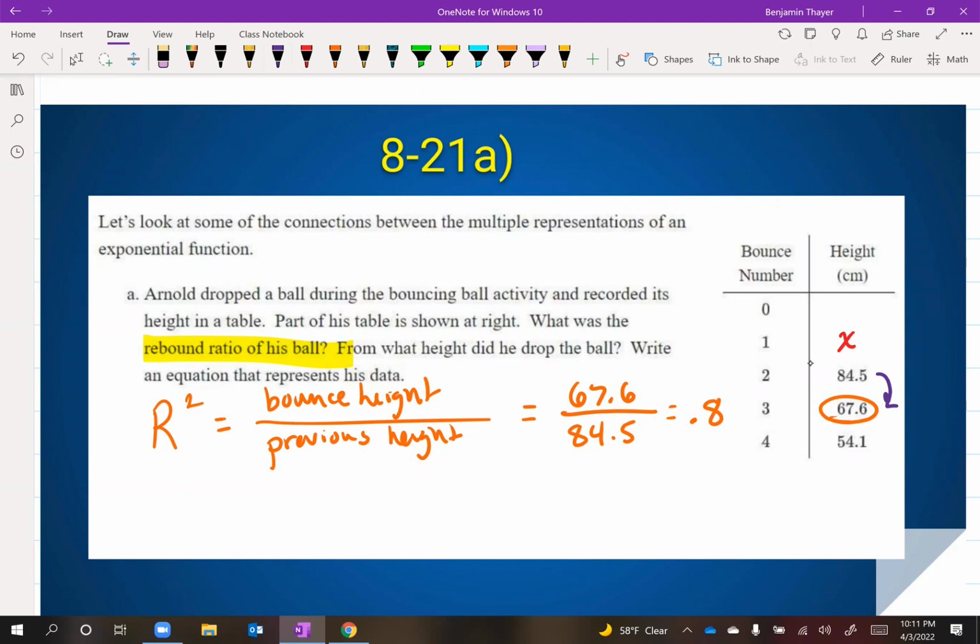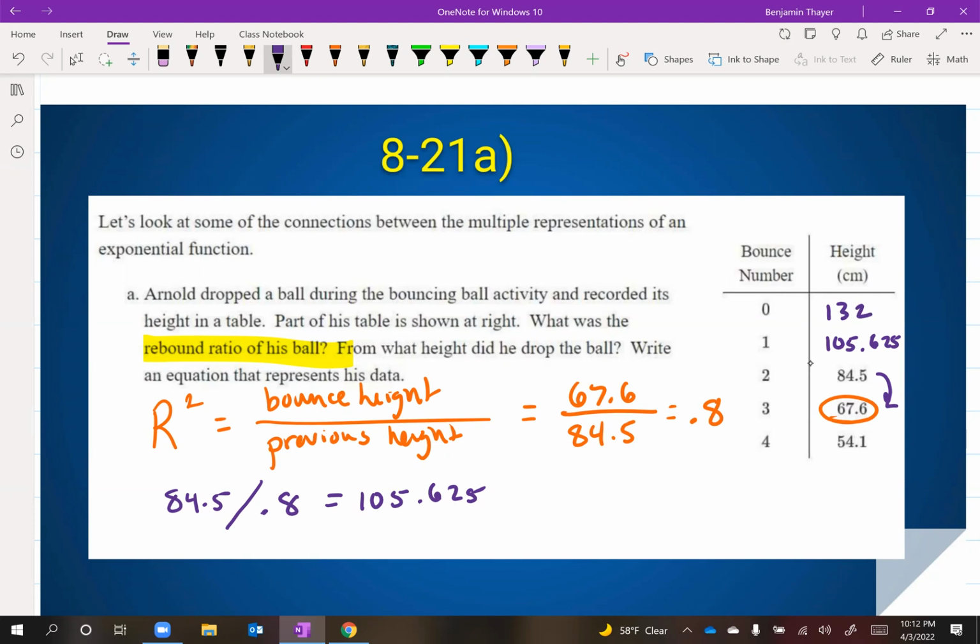Because remember, exponential functions, they're really geometric sequences where we're multiplying from term to term. So let's go backwards and divide. So 84.5 divided by 0.8 is going to give us 105.625. And that's what's going right there. Again, we're going to take 105.625 and divide that by 0.8. And that will give us 132 approximately.